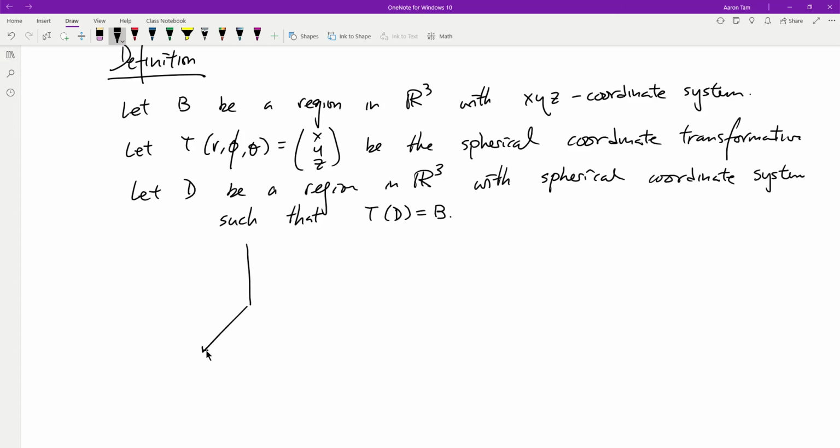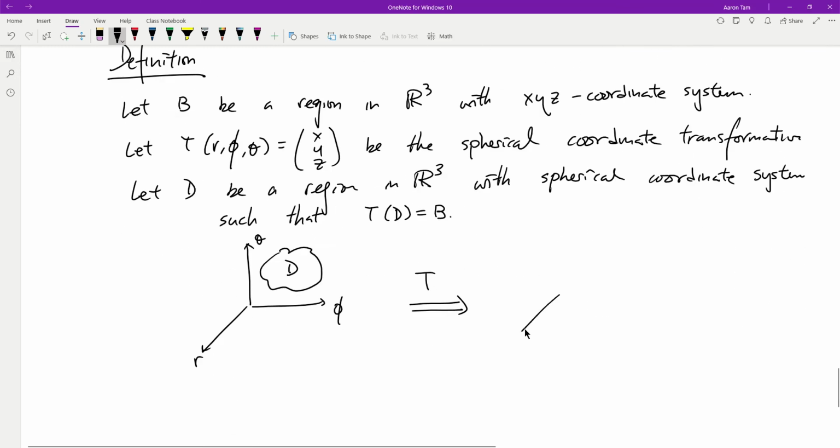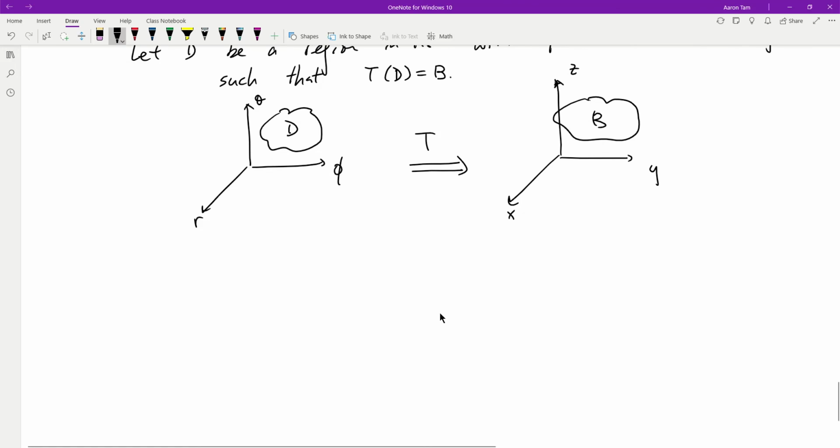If I have the R, phi, theta space, and I define some kind of region in here, which is called D, and I take this entire region and plug it into the transformation T, which is defined right here, it would turn into a region in the x, y, z coordinate system that's called B. So that's the correspondence between these two. And now the last thing I'm going to say is what happens to the integral.